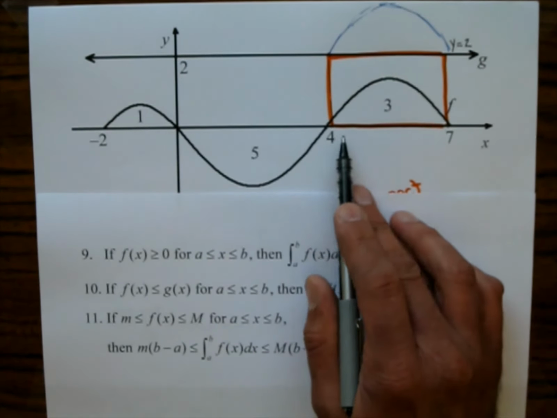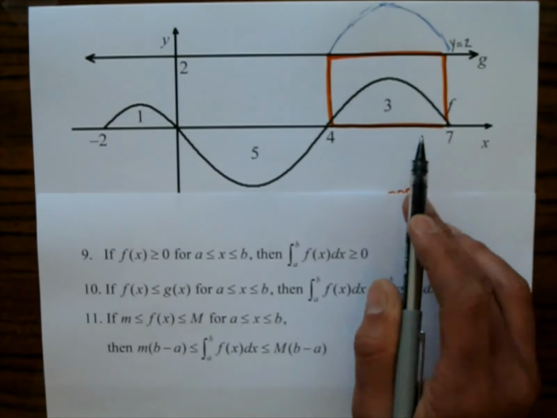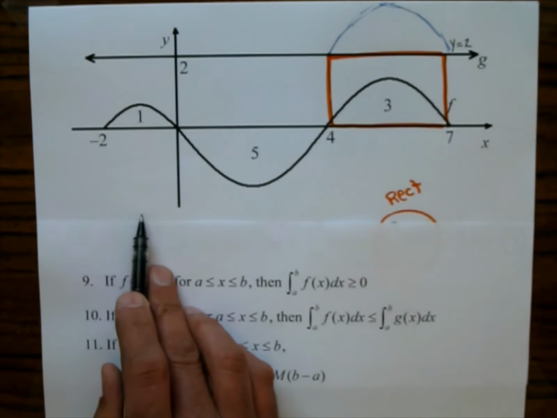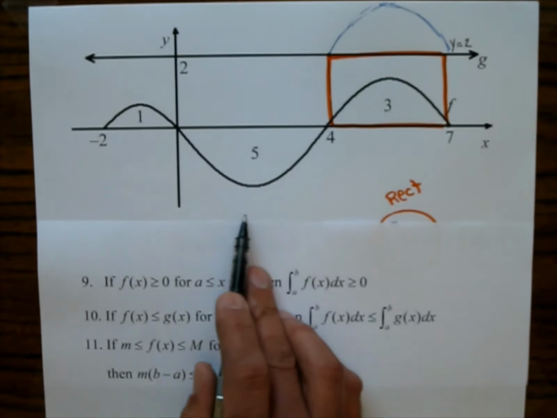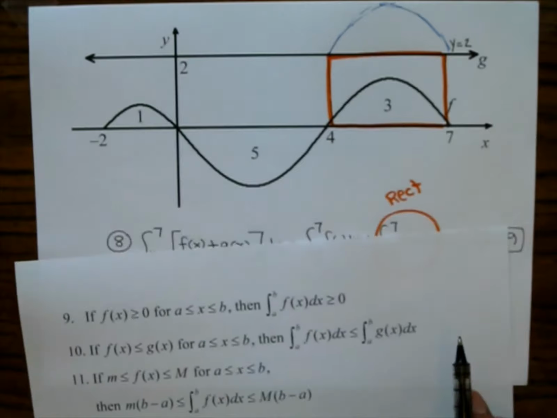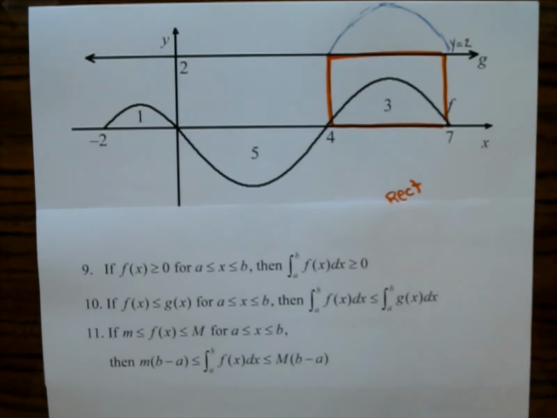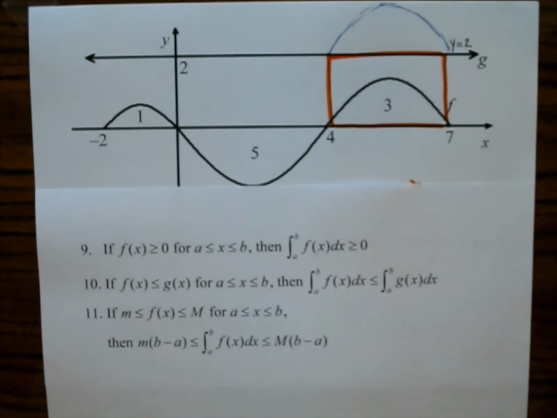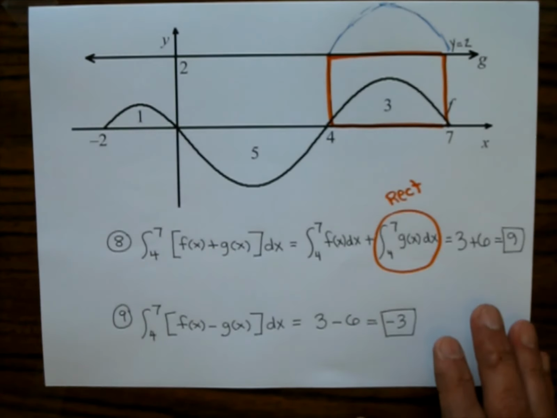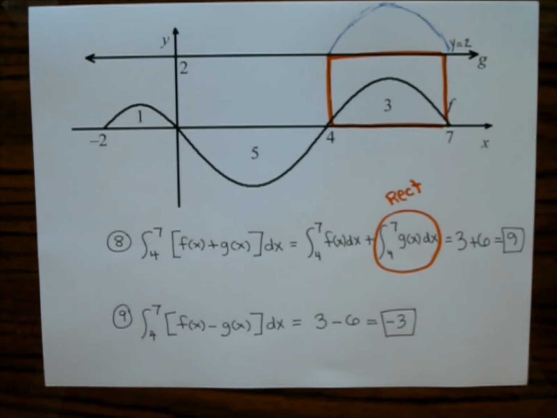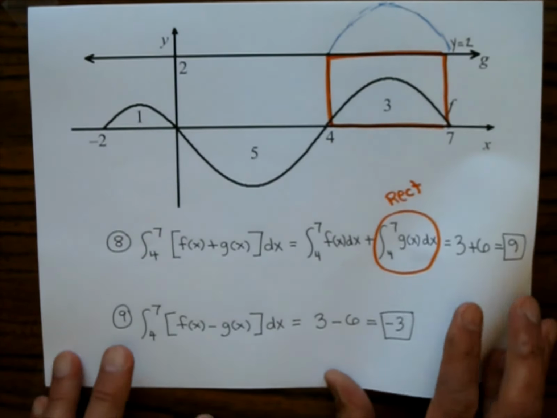Now b minus a is the base of the rectangle, and M is the height of that orange rectangle. And if you have another horizontal line that is below this graph, it's just saying that the net area of your original function will be in between those two rectangles in terms of net area. Anyway, let's go ahead and move on and do a few other problems. We've pretty much covered everything in this section. There's a lot of stuff here, by the way.